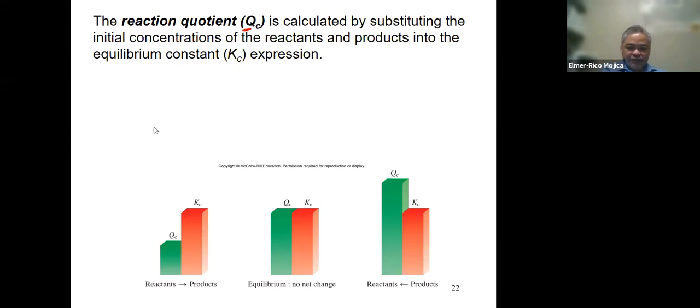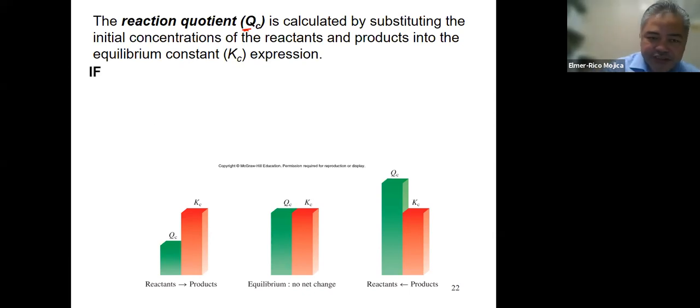Okay. So if we're going to look at the relationship between the two, it has something to do with the ratio of the product over the reactant, or it tells us what condition we have to at least reach the equilibrium. So those are the information that you get knowing the Qc and the Kc.